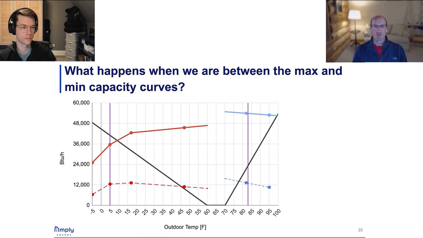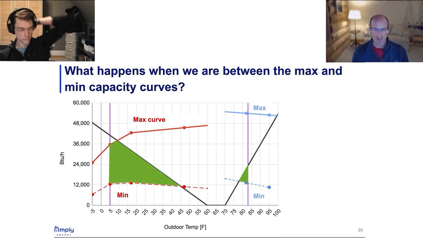So we'll come back to the graph that we were looking at the beginning, where we've got the home loads, both the heating and cooling, and then the capacity of the equipment, the max curve and the min curve for heating, and the max and min curves cooling. And we can start to look at different parts of this graph to talk about what's going on.